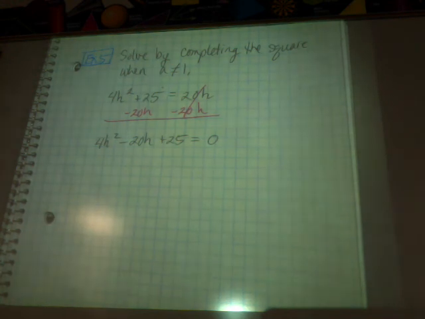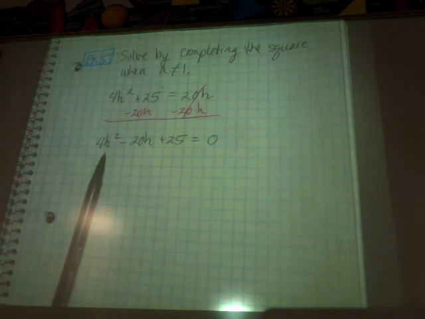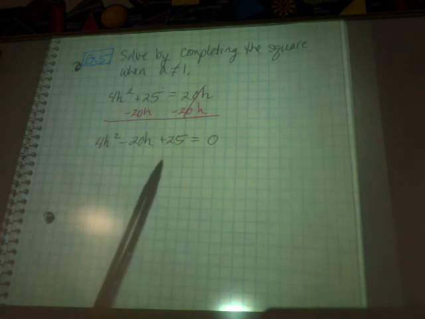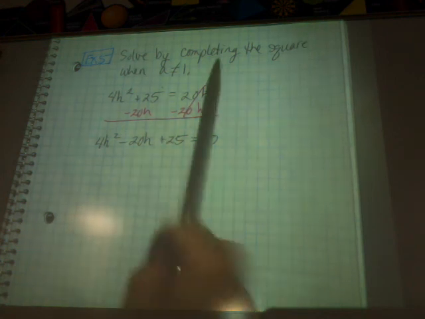Now, technically you do have a perfect square trinomial here. What's the square root of this? 2h. What's the square root of that? 5. What's 2h times 5? 10h times 2. Because remember, it's 2ab. So it does match. But what do the directions say?